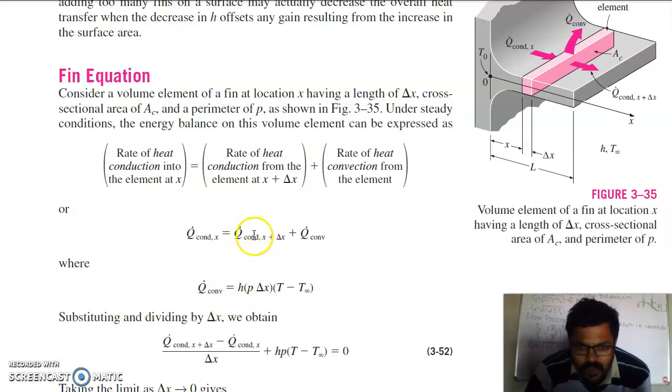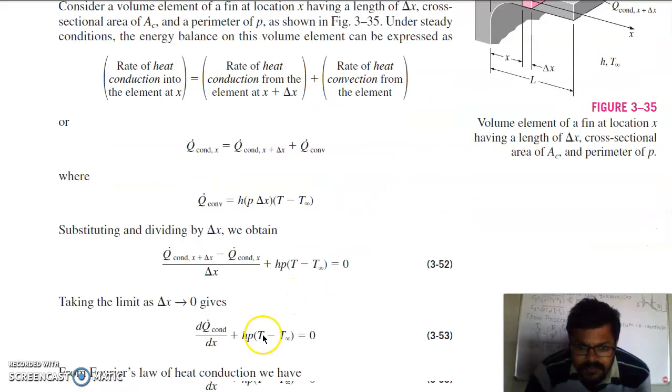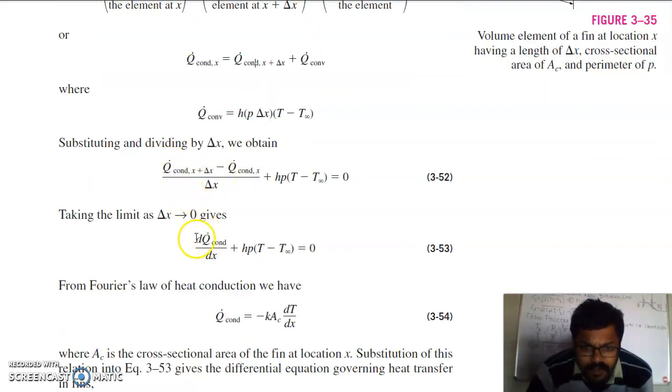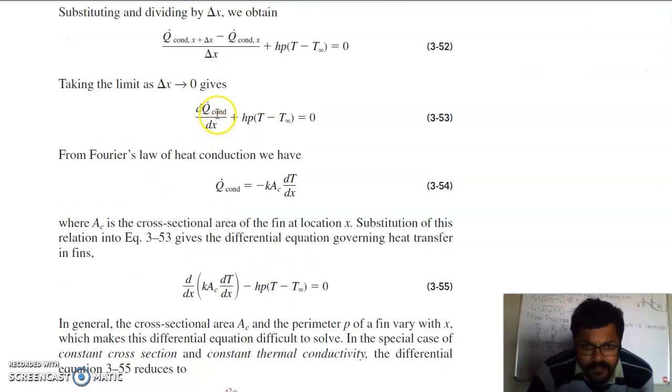So Q convection is equal to heat transfer coefficient into area. Now if you unfold this fin, this surface, this surface, this surface, you will get perimeter into del x, times T minus T infinity, the temperature difference. Substitute this value here and divide by del x. When del x tends to 0, this will become dQ conduction divided by dx plus hp (T minus T infinity), where heat conduction by Fourier law is minus k Ac dT by dx. Replace this here. You will get this equation here.